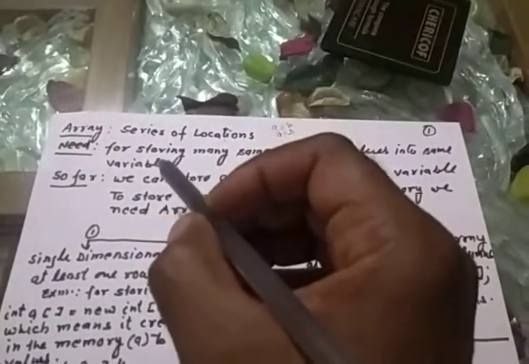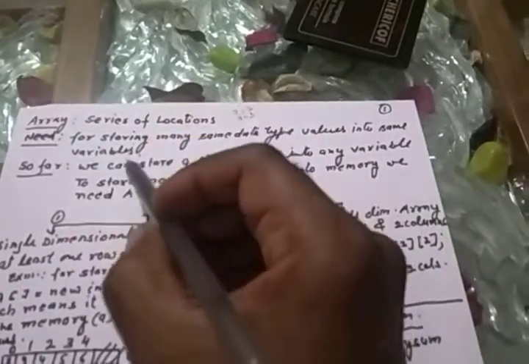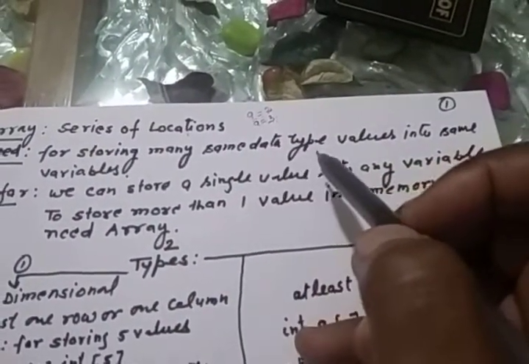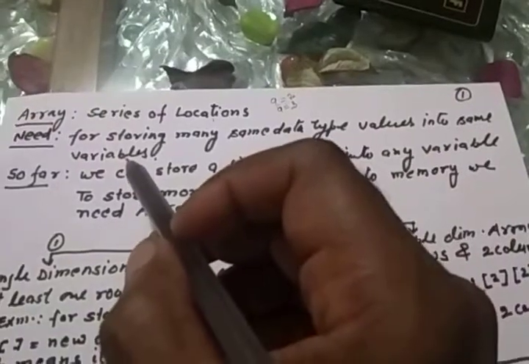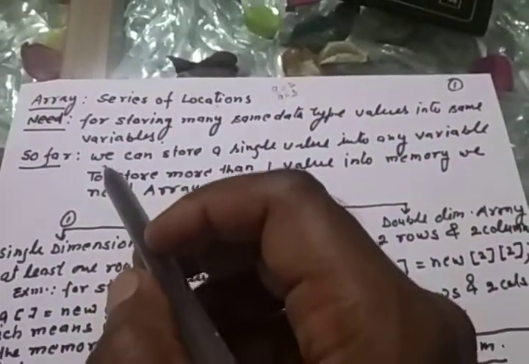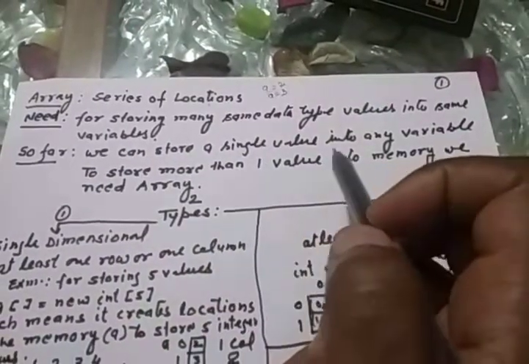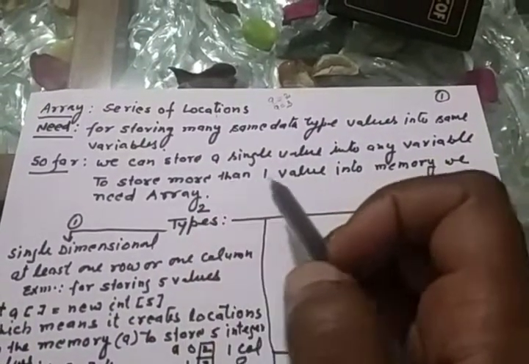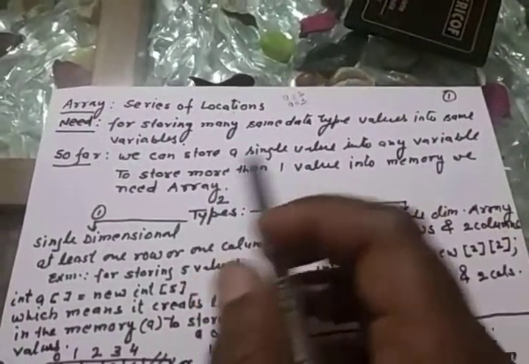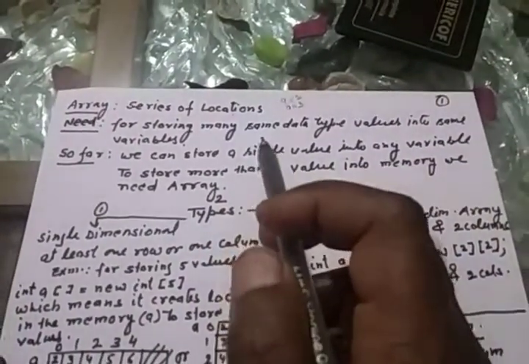So by using array, we can keep more than one value in any memory variable. For storing many same data type values in the same variable, we need the array. So far we can store a single value into any variable. To store more than one value into memory, we need an array. Okay, clear?